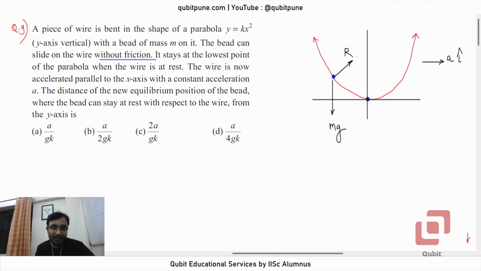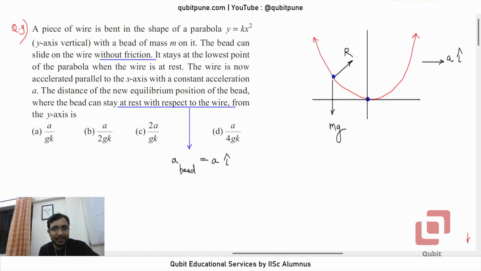Now, because they say that the bead stays at rest with respect to the wire, what does this interpret to? This means that the acceleration of the bead is also the acceleration of the wire, right? Because it stays at rest with respect to the wire. So in the wire's frame of reference, it is stationary, right? So in our frame of reference, it must have a i cap as its acceleration.